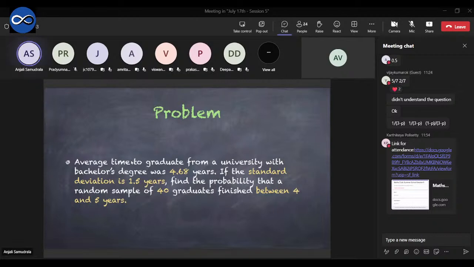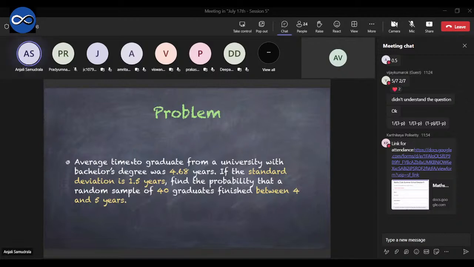The average time to graduate from a university with a bachelor degree was 4.68 years. If the standard deviation is 1.5 years, find the probability that a random sample of 40 graduates finished their graduation between 4 and 5 years. So here also n equals 40, so we can use the central limit theorem.